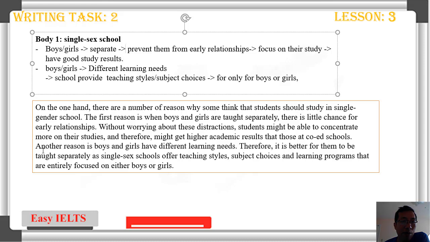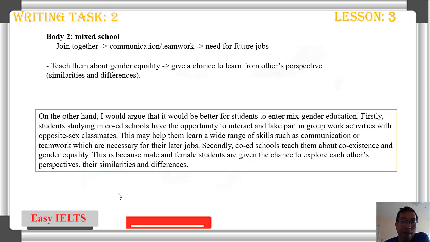Idea number 2, another reason is boys and girls have different learning needs. Therefore, it is better for them to be taught separately at single-sex school, which offers teaching styles, subject choices, and learning programs that are entirely focused on either boys or girls. And then we move on to Body 2. Body 2 is talking about mixed school.